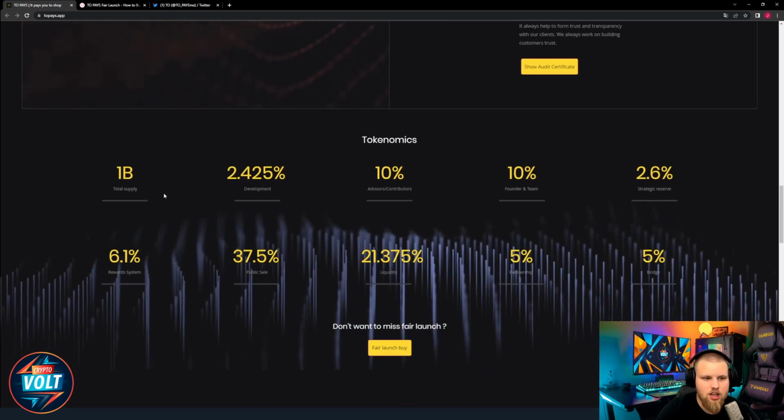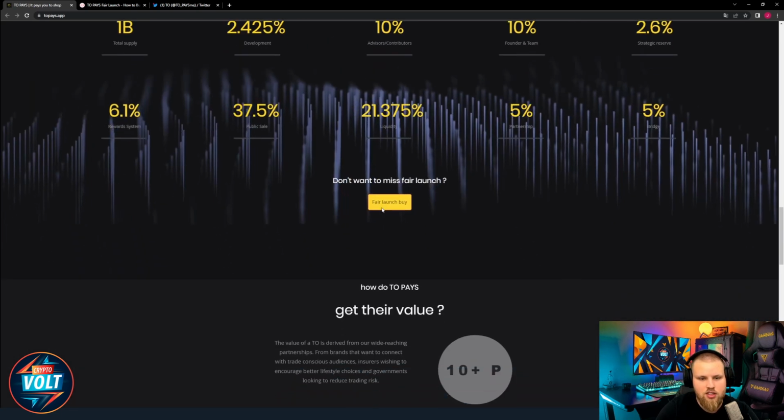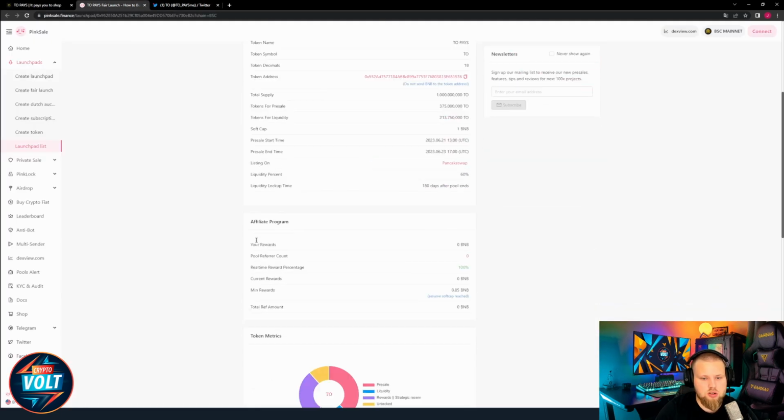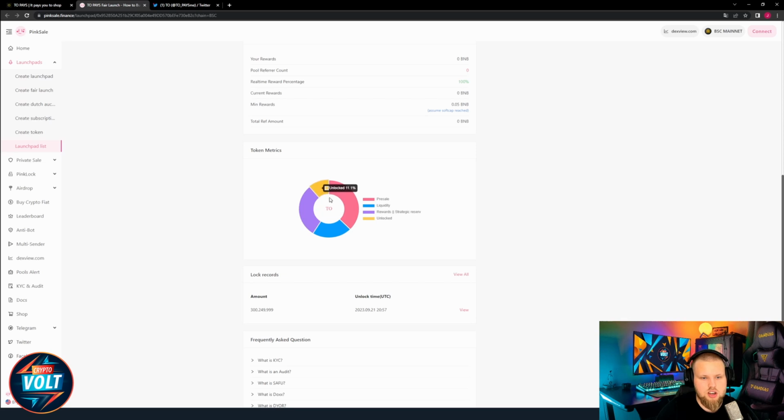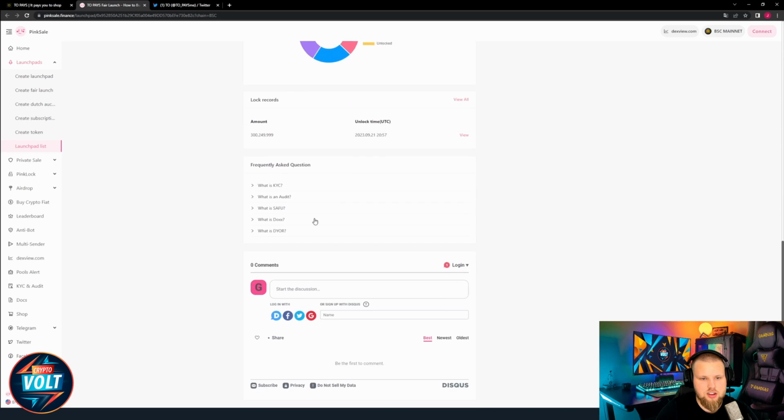Tokenomics: total supply, 1 billion; development, 2.4%; advisors and contributors, 10%; founder and team, 10%; strategic reserve, 2.6%; reward system, 6.1%; public sale, 37.5%; liquidity, 21%; partnerships 5% and bridge 5%. So a lot of distribution going on. We have a big unlocked 11%. That's not nice. Hopefully they locked that up also.